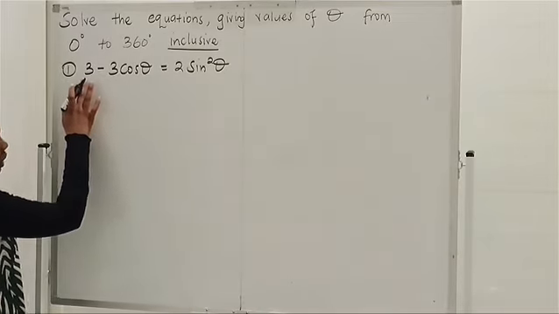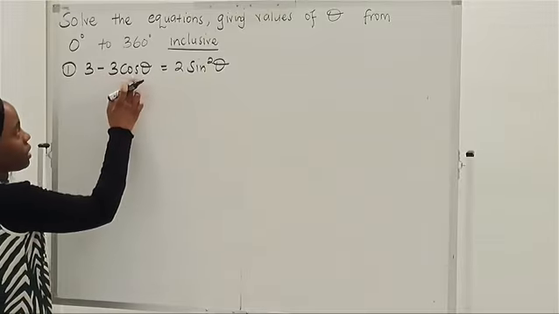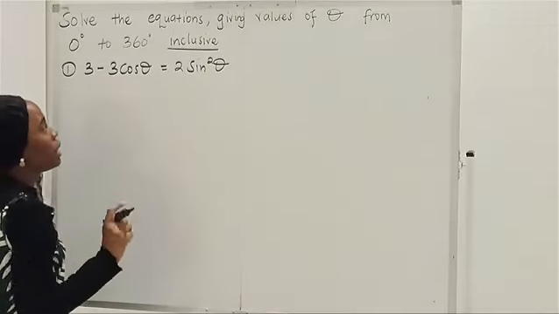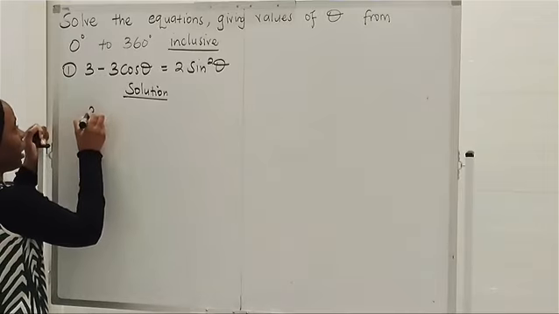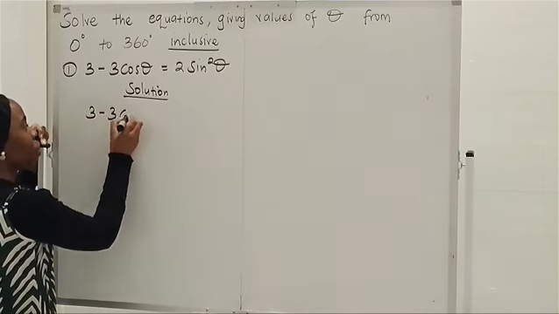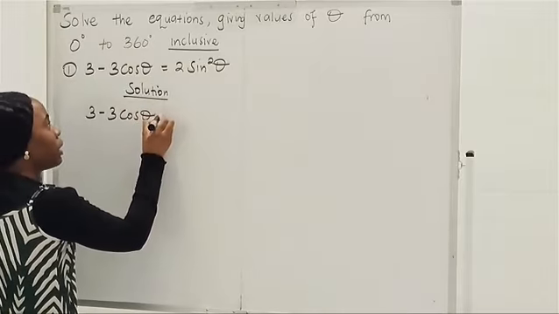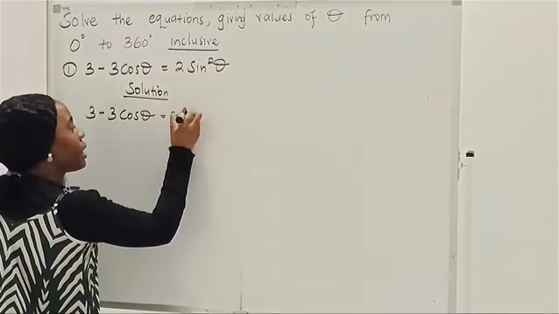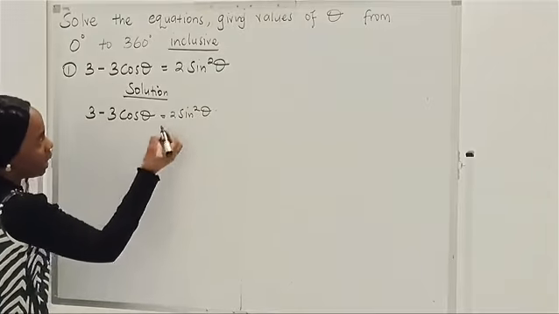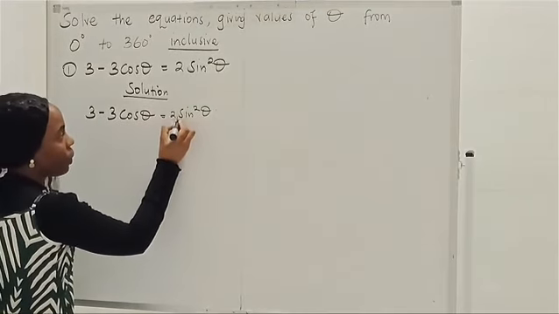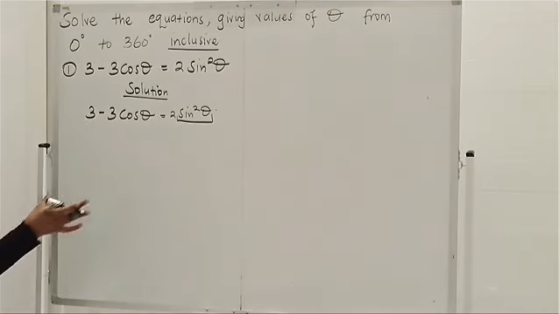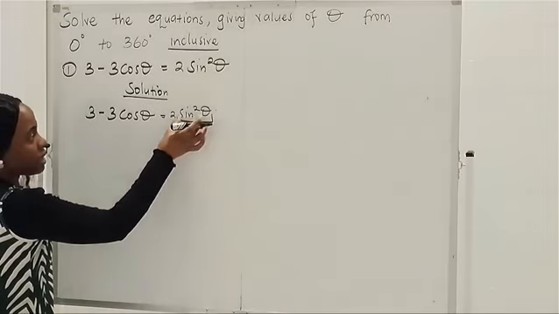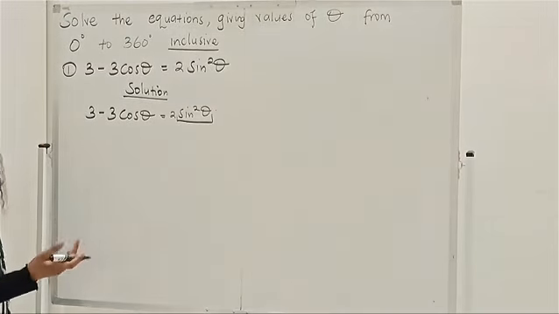We are given 3 minus 3 cos theta equals 2 sine squared theta. So in our solution, let us first rewrite this one. 3 minus 3 cos theta equals 2 sine squared theta. Now we look at cos and sine. We have sine squared theta, which is an identity, okay? Now we need to express this sine squared theta in terms of cos, okay?